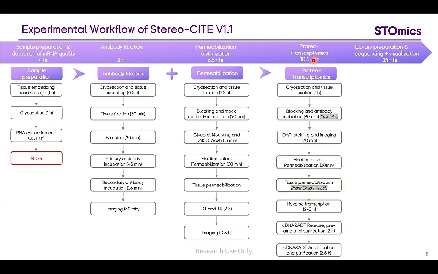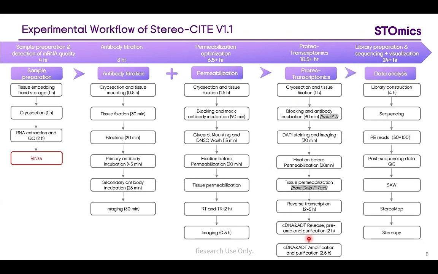With all these pilot studies, we then proceed to the proteo-transcriptomics workflow. We apply the optimal antibody concentration based on your titration result, and we apply the permeabilization time based on the optimization result. In this experiment, we will have the reverse transcription, and then we will collect all the cDNA and ADT and separate them through purification. After rounds of amplification and purification, you will have your cDNA and ADT products, and they will proceed to library preparation and be ready for sequencing.